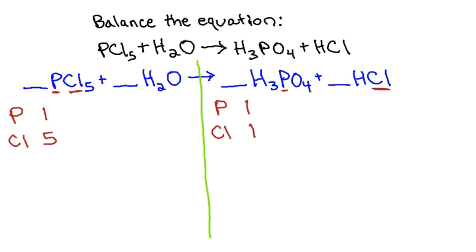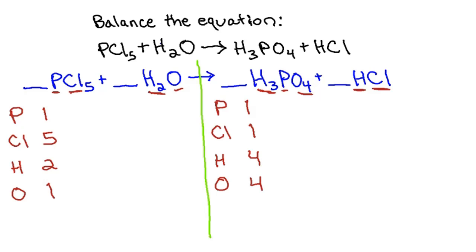And then all we have left are H's and O's. So remember, you save your H's for last. So H and O. So now on the left side of the yield arrow, there are 2 H's, and on the right side, there's 3 H's right here and 1 H right here in the HCl. So that makes 4 H's. And then for oxygen, on the left side there's 1 oxygen, and on the right side there are 4 oxygens.